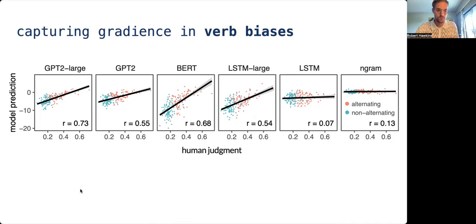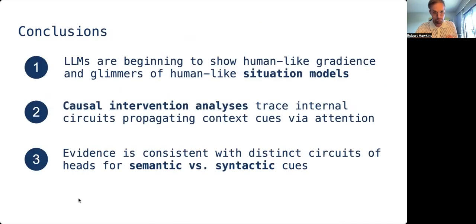Okay, so to wrap up, we first of all have found that large language models, just in terms of their performance, when you test them in these more targeted ways, are beginning to show human-like gradient effects and glimmers of what might look on the surface like a human-like situation model.